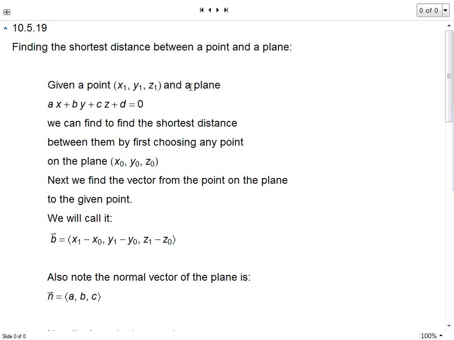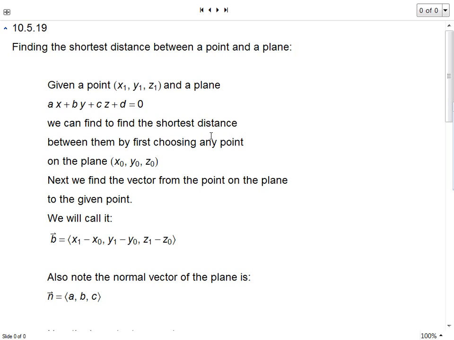So the construction of this, first we need to get some language established. We are given the point, right? The point we're given, we're going to call x1, y1, z1. And the plane we're given is ax + by + cz + d = 0. And I'll remind you, what is the a, b, and c in the equation for a plane? Those are the components of the normal vector, right? A, b, and c will always be the components of the normal vector.